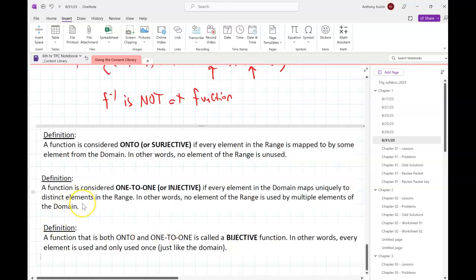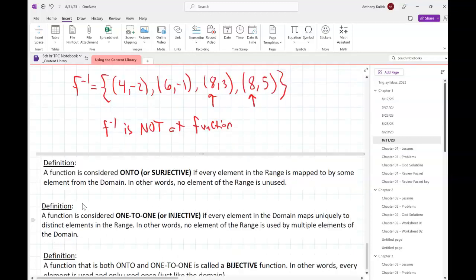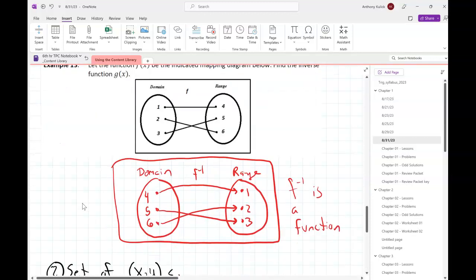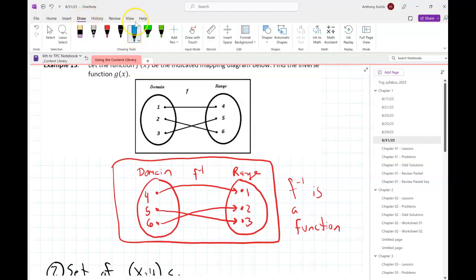All right. So let's go back and look at these two examples we just looked at. And let's try to determine if these things are one-to-one or onto or both, right? So let's go back and look at the first one. So we're looking at f. Is f onto? Is everything in the range used? Yes. So it's onto.